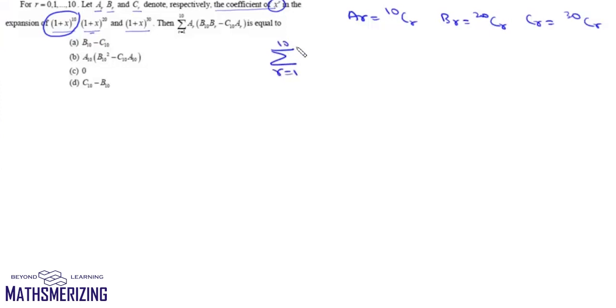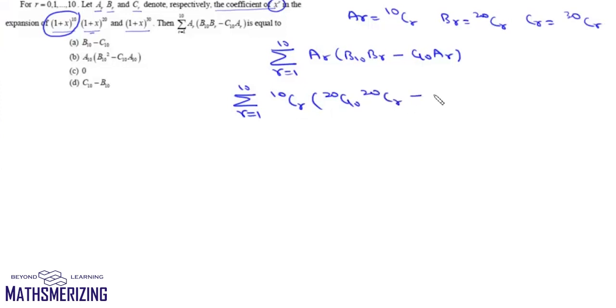Now we'll need to find this summation, which is summation R varies from 1 to 10, AR B10 minus BR C10 AR. So basically I'll write it as R from 1 to 10 and AR. Now AR in this case is 10 CR, B10 is 20 C10 into 20 CR minus C10, which is 30 C10 into AR, which is again 10 CR.